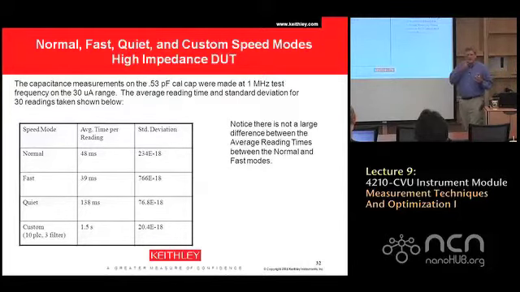Now, the point here is I wanted to give you a feel of the difference in time versus noise for fast, normal, quiet, and custom, and how big an impact this actually has on the measurement, both in measurement speed and in the amount of noise we can measure. I think the impact on an AC impedance meter is actually bigger than it is on a DC IV instrument.